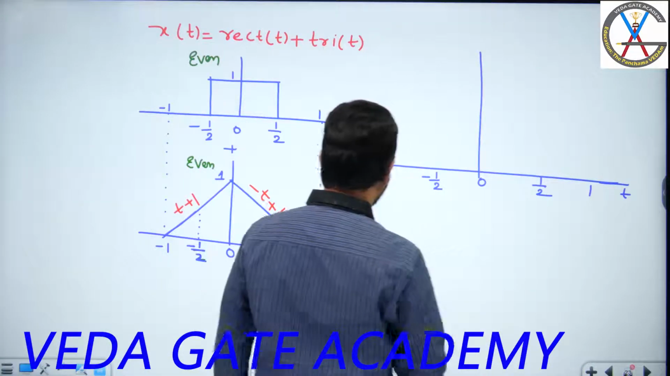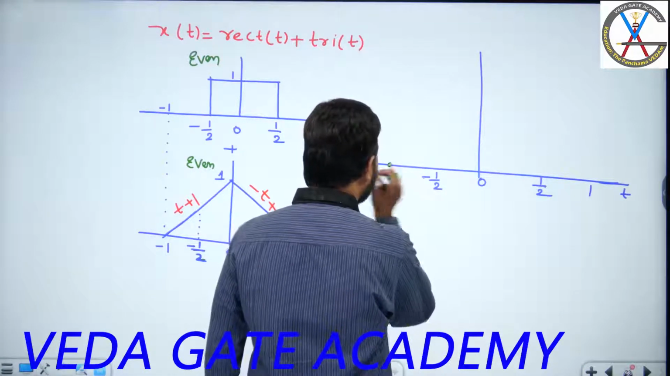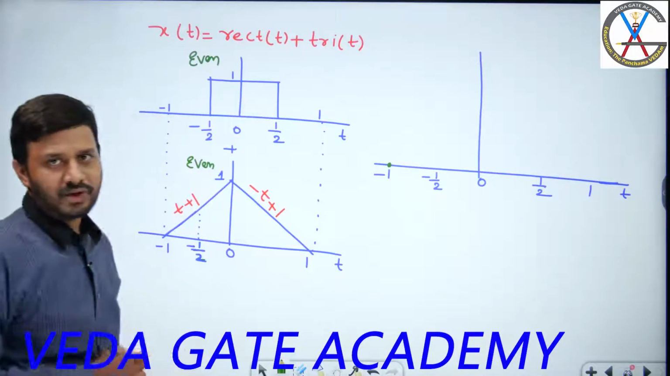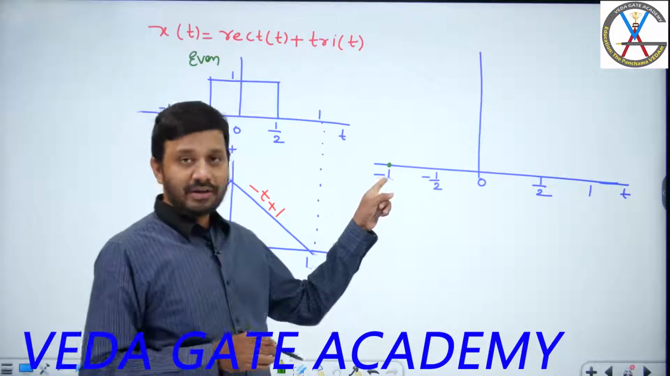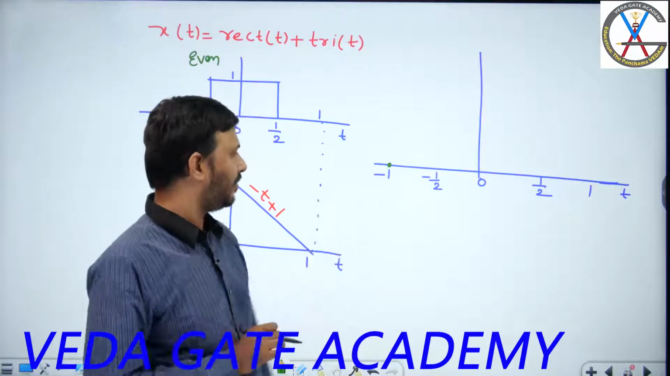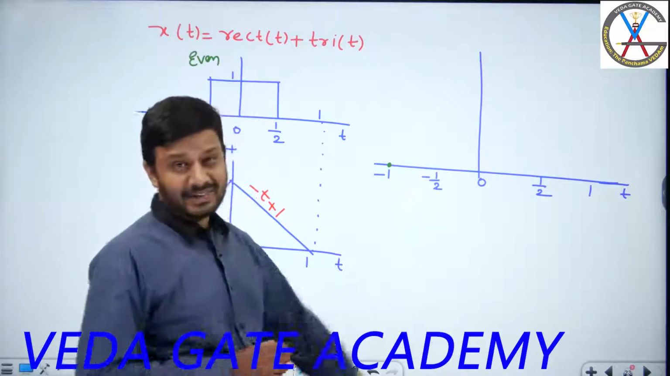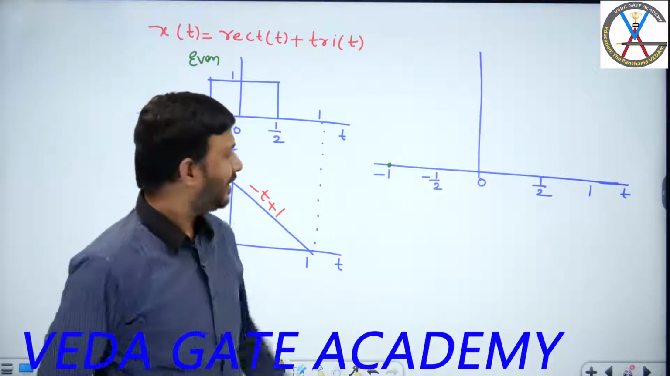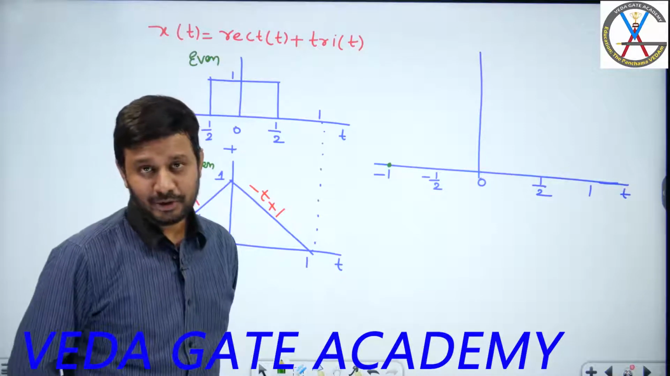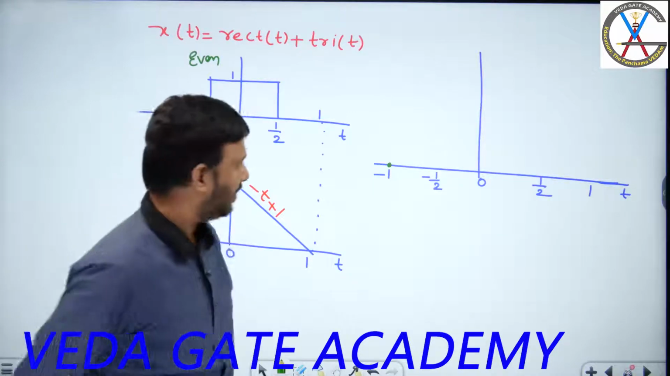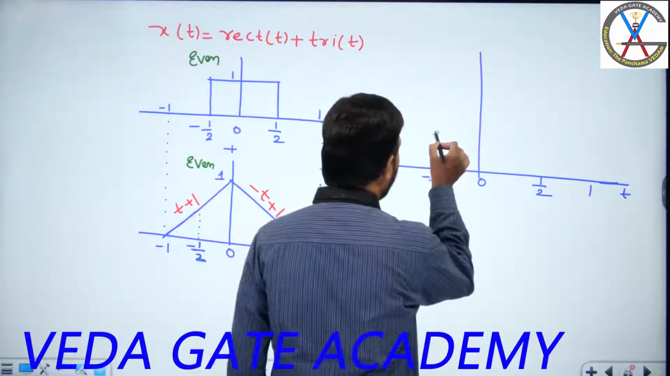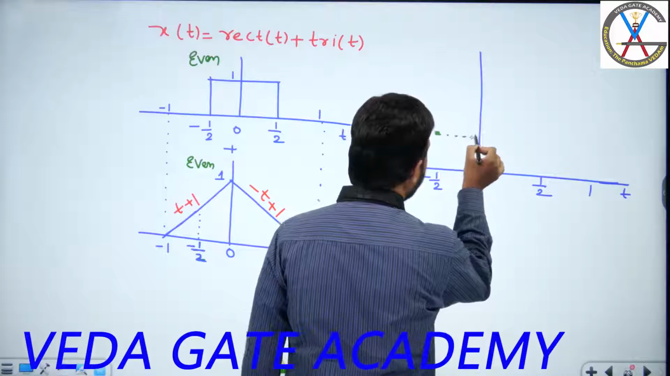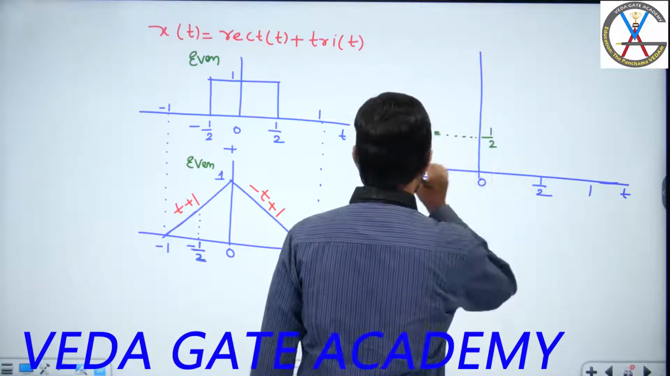T plus 1 means what will happen? If I put minus 1, it will be 0. In t plus 1, substitute the value of t to be minus 1. It will become 0. So what happens if I substitute minus 1 by 2? T plus 1, no. T value is minus 1 by 2. Minus 1 by 2 plus 1? 1 by 2. So this value is 1 by 2.